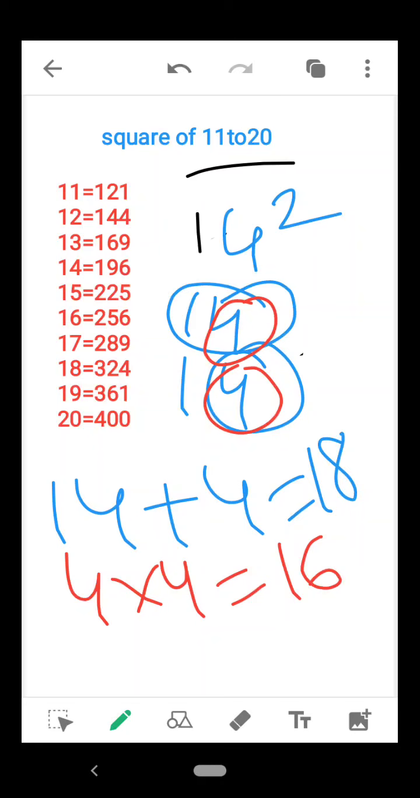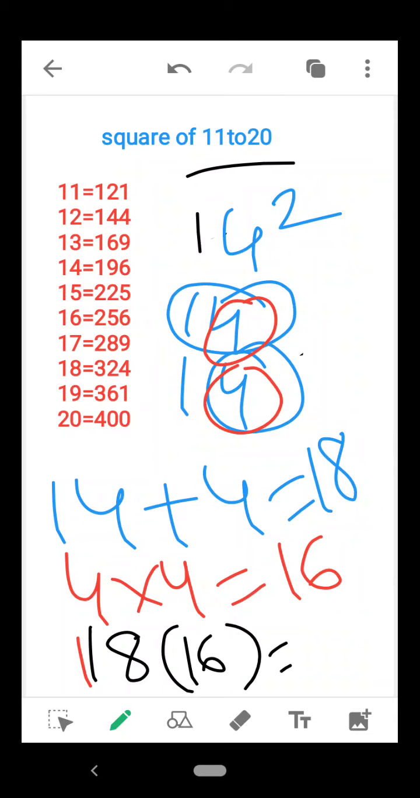So how can you get the answer? You write 18, then inside bracket write 16. How can you write the answer? Write 6, and 8 plus 1. 8 plus 1 is 9. And write 1. So your answer is 196. I hope it is clear to you.